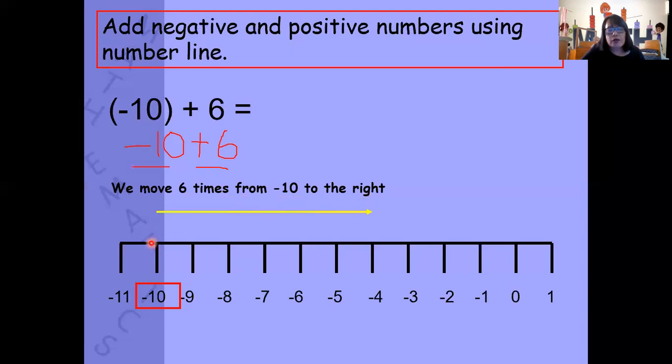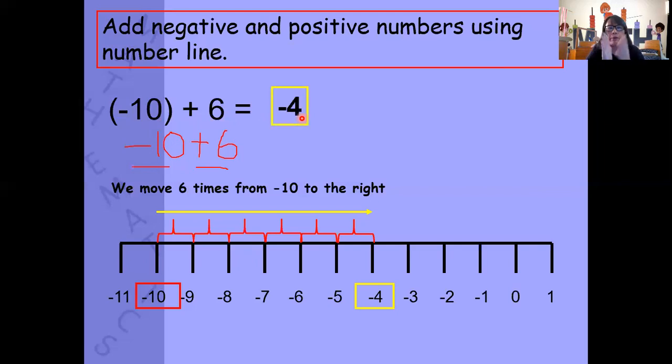So let's start counting. 1, 2, 3, 4, 5, and 6. Stop, because we need only 6 to the right. So where do you think my skip counting stops? You are very good. We stop at negative 4. So what is the answer to negative 10 plus positive 6? Yes, it is negative 4.